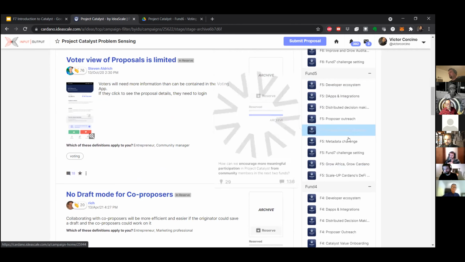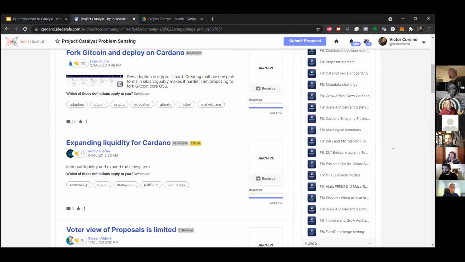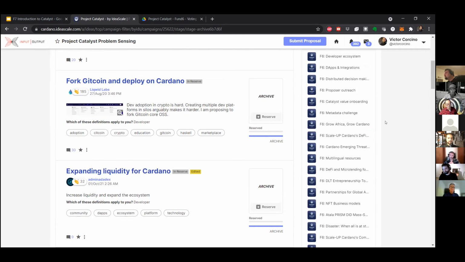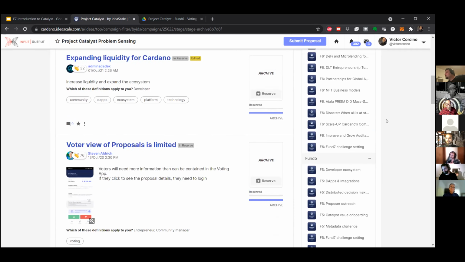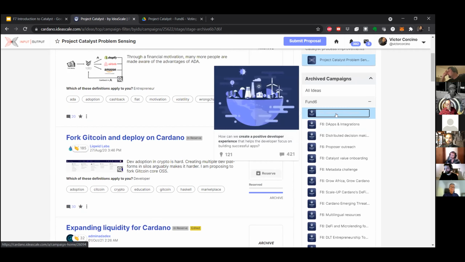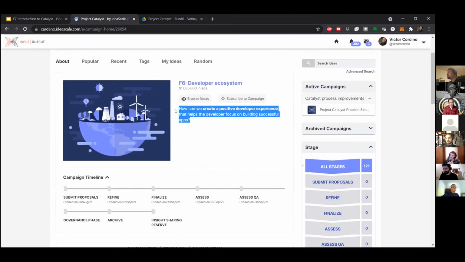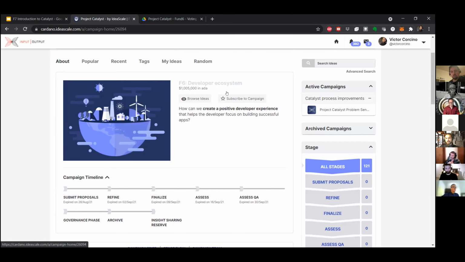Fund 5, 9, and then this is around 20, and now we are going to have more than 20 challenges in Fund 7. And if you click in any of them, you can see the challenge brief, which is there is here the guiding question of this challenge. For example, for the developer ecosystem challenge: How can we create a positive developer experience that helps the developer focus on building successful apps?